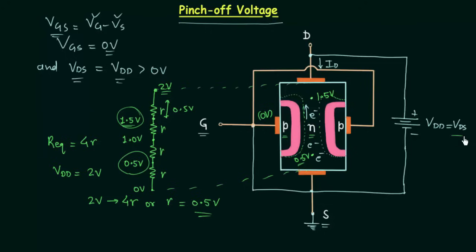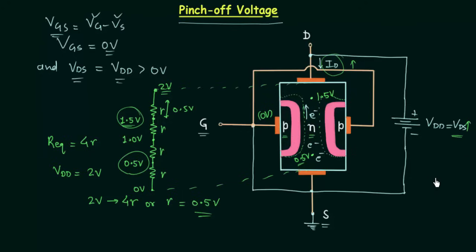On increasing VDS, the current ID, the drain current, will also increase, and also the width of depletion region. If VDS is increased to a level where it appears that the two depletion regions are touching each other, the condition is called as pinch off, and the corresponding voltage VDS is called as pinch off voltage.